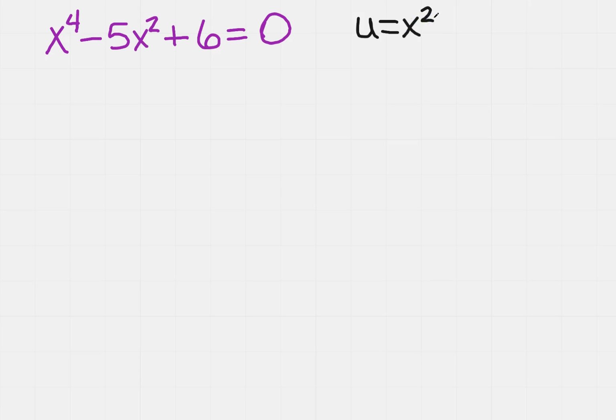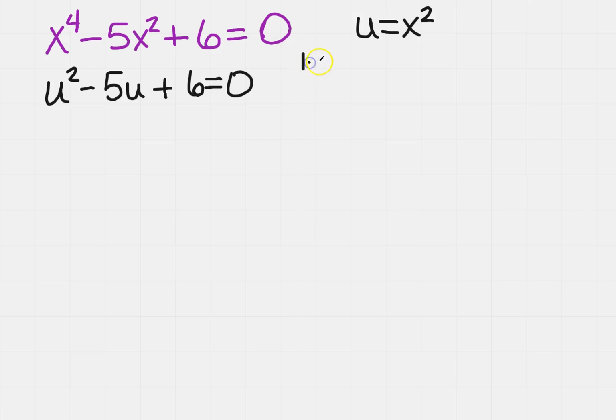Well, if I do that, then this becomes u squared minus 5u plus 6 equals 0. Oh, look at that. Now it looks like a quadratic equation. So I could use the quadratic formula, or maybe I could just factor it. Let's try the factoring first, because we know that's much faster.